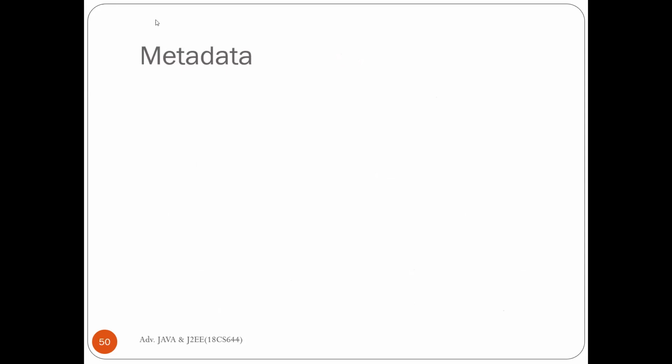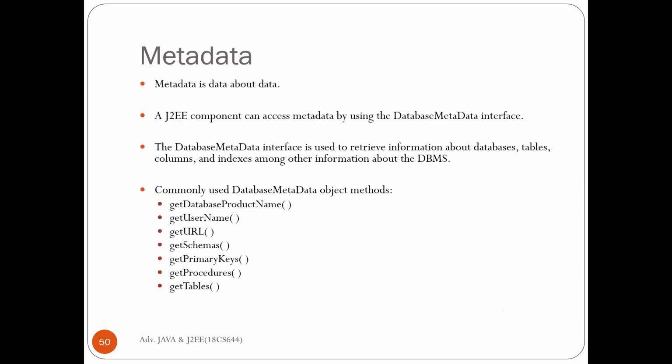Then we have a concept that is called metadata. Metadata, as we know, is data about data. A J2EE component can access metadata of a database using the database metadata interface. The database metadata interface can be used to retrieve information about the database, information about the table, column, index, and other information that is provided by the DBMS.